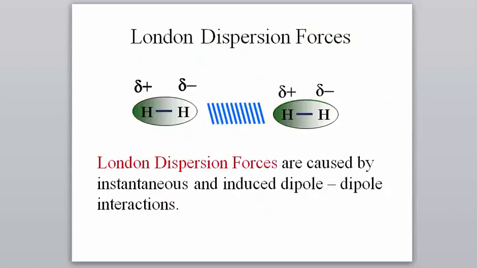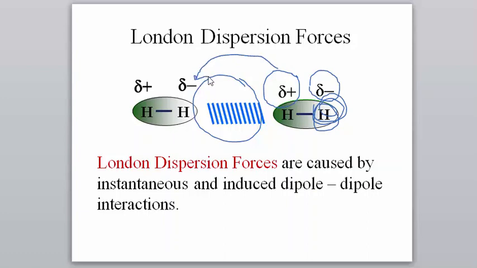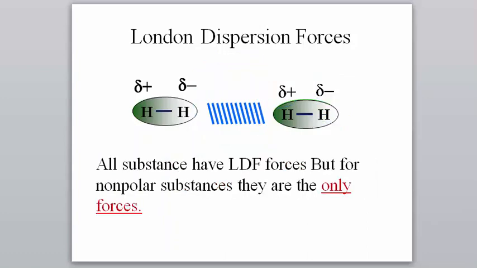So when you're looking at London dispersion forces, let's look at the simple molecule hydrogen. You have a disruption in the electron cloud that leads to a positive and negative end. So you have more of your electrons for some reason ending up over here. This induces a polarity in the molecule next to it, and a short attractive force exists, but they disappear very quickly. They are short and they are not long-lived. So all substances have these LDF forces, but for nonpolar molecules, they're the only forces.